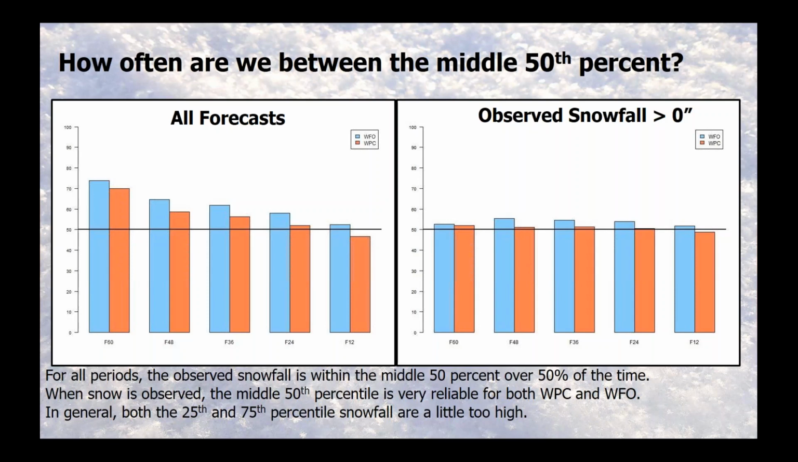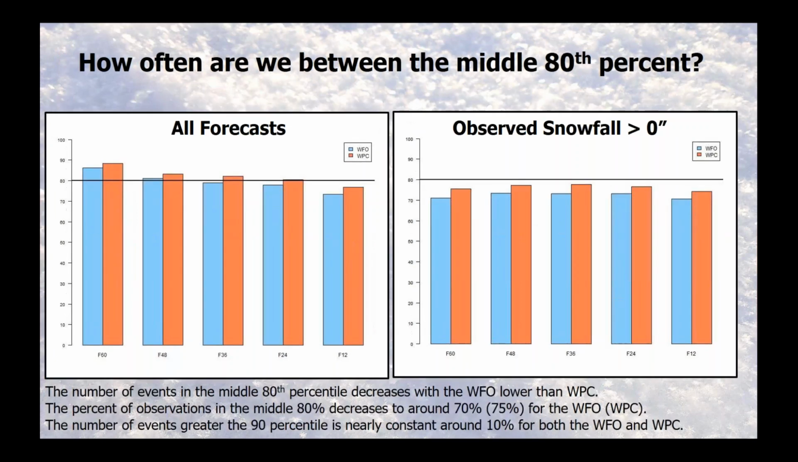So essentially, when we say it's going to be between, say, 2 and 5 inches, 50% of the time it's between 2 and 5 inches if that's our 25th and 75th percentile. So that's good news. And we're going to talk about why that may be important later as we get into messaging. We can do the same thing for the middle 80th percentile.